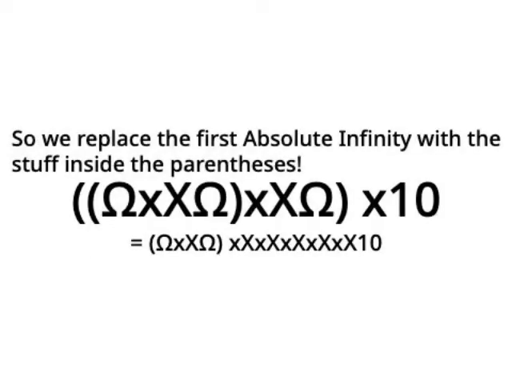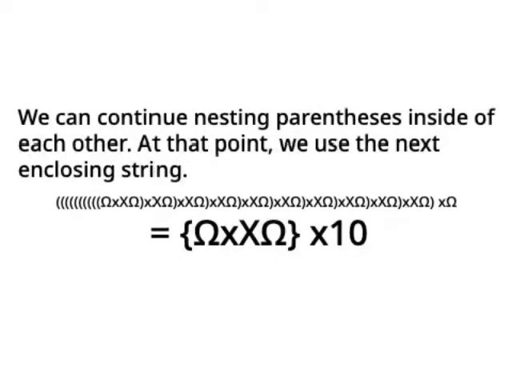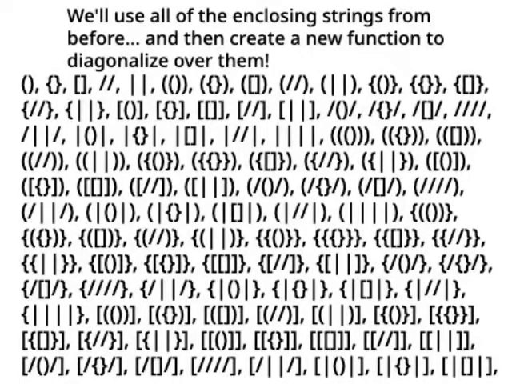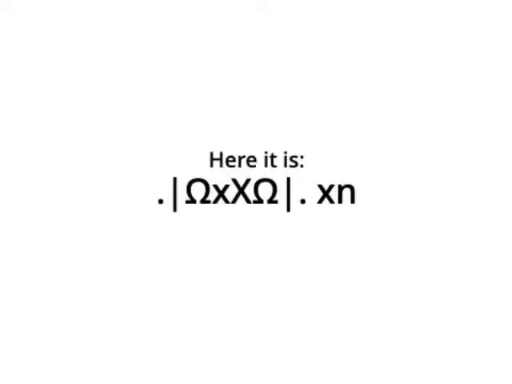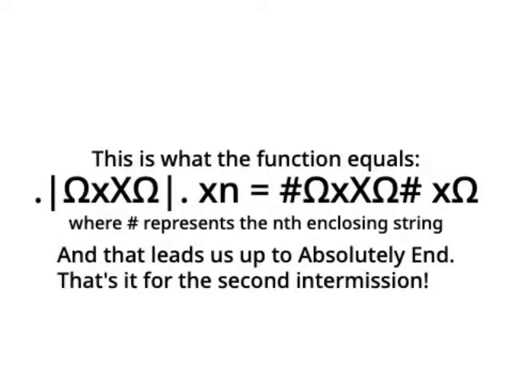So we replace the first Absolute Infinity with the stuff inside the parentheses. We can continue nesting parentheses inside of each other. At that point, we use the next enclosing string. We'll use all of the enclosing strings from before, and then create a new function to diagonalize over them. Here it is. This is what the function equals. And that leads us up to Absolutely N. That's it for the second intermission.